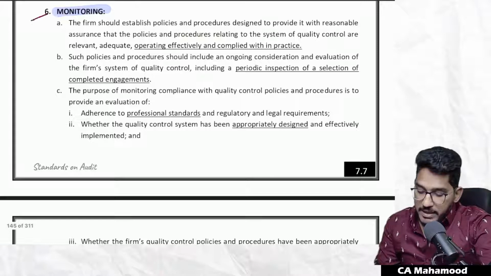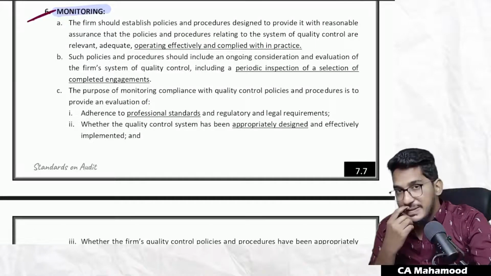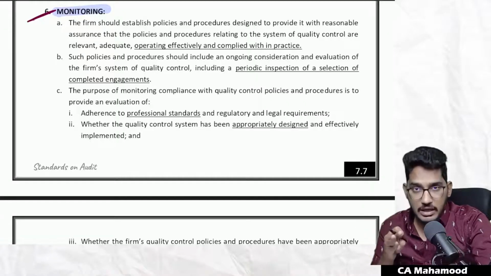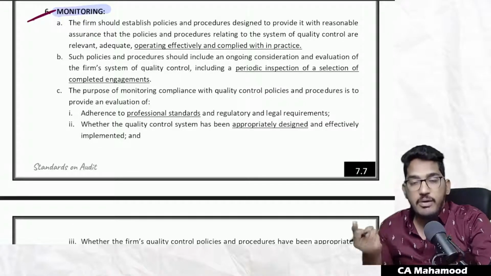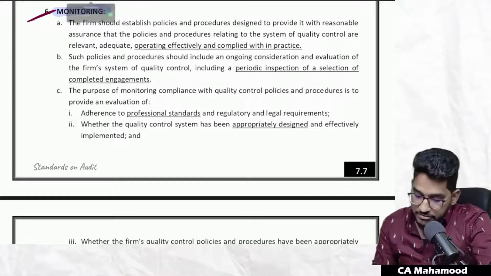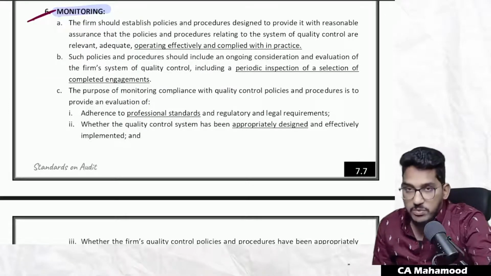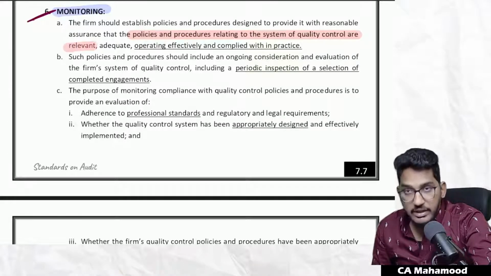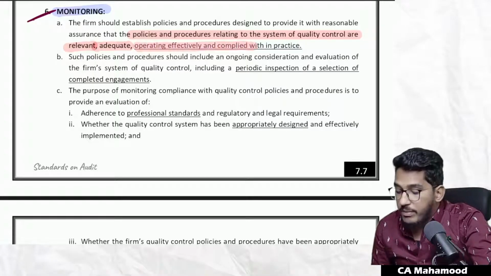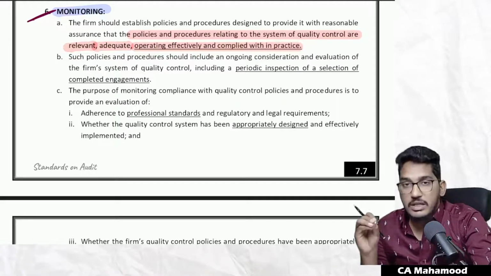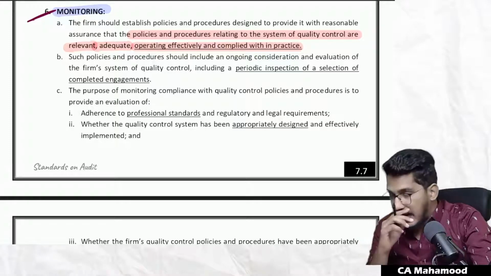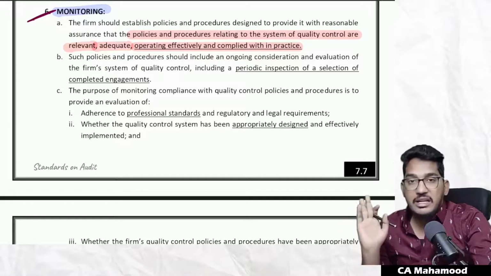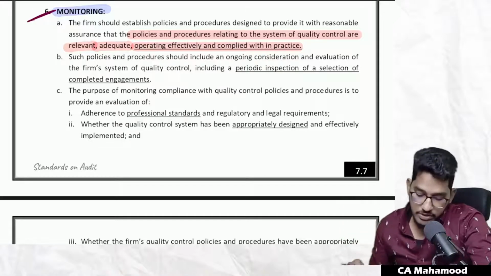Now comes the last aspect, monitoring. So as I have told, just implementing policies and procedures alone will not be enough. You need to even monitor how far they are getting applied, how far they are relevant, is there any requirement to make changes. So that's what they say. The firm should establish policies and procedures designed to provide it with reasonable assurance that policies and procedures relating to the system of quality control are relevant, they are adequate, and even they are operating effectively and complied with in practice. So nothing but whatever policies that you have implemented, are they still relevant? Are they adequate? Are they enough? Are they operating effectively? Are they really getting complied with by our engagement team members? That monitoring also we should do.